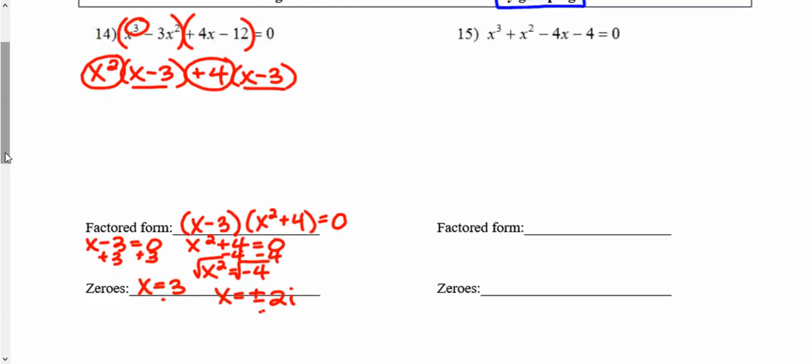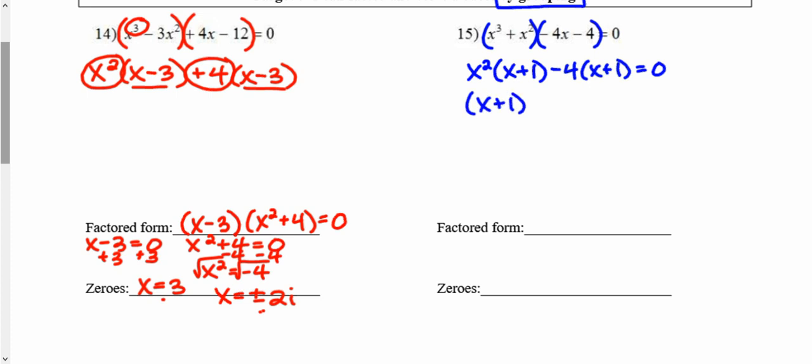All right, different numbers, same idea here on number 15. So factoring by grouping, so grouping the first two terms and the last two terms. In the first two terms, the common factor is x squared, which would leave me with x plus 1. In the second set of parentheses, the common factor is negative 4, leaving me with x plus 1. So the two factors are x plus 1 and x squared minus 4.